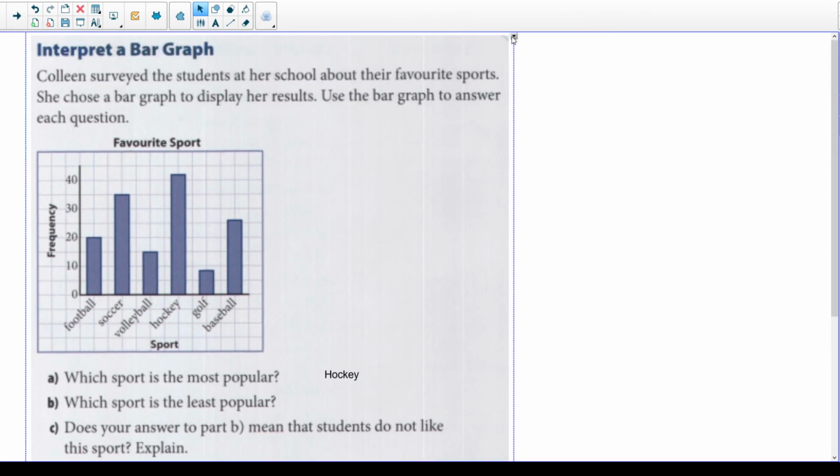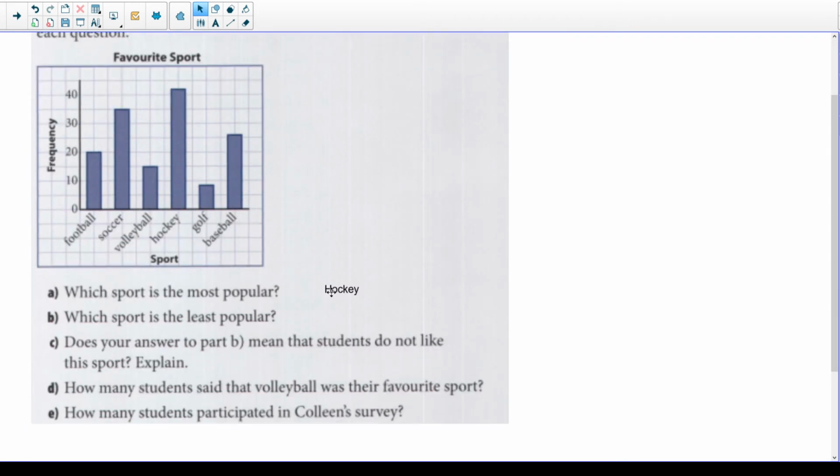Let me just do one thing here. So it looks like hockey is the most popular. I think I just locked that in place too. Which sport is the least popular? Well, the least popular would be the lowest one, which would be golf.